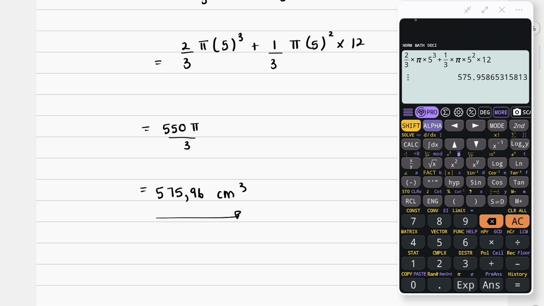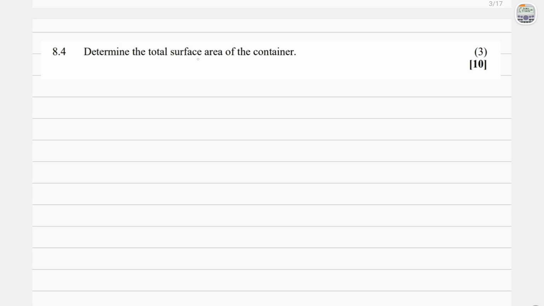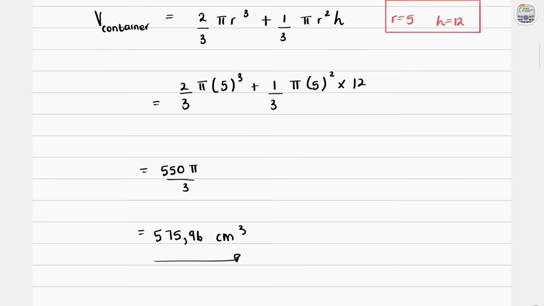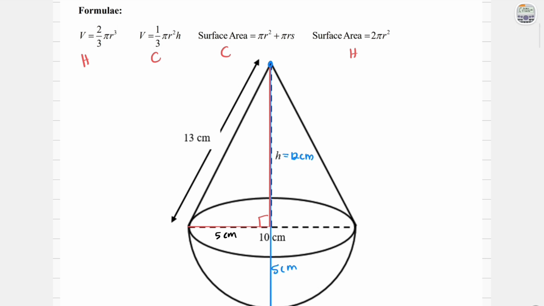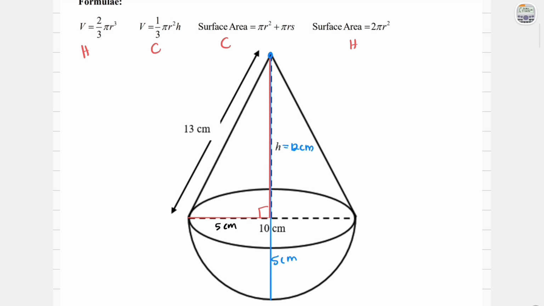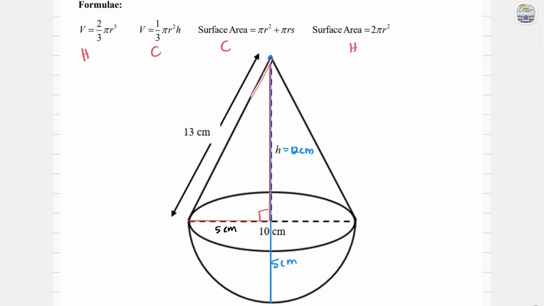Moving on to the next question. Question 8.4 says, determine the total surface area of the container. Let's look at the formulas they gave us. With this surface area, you need to be careful. With the cone, they say pi r squared plus pi r times the slanted height. Pi r times the slanted height is already the surface area of the outer part of the cone. If you add pi r squared, you're adding the area of this part of the cone, and we don't want that in this case.